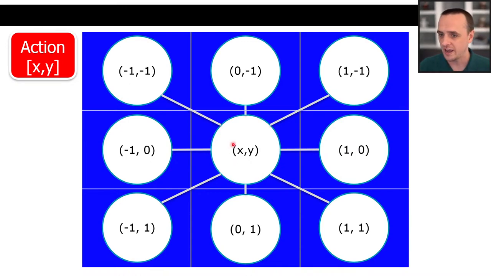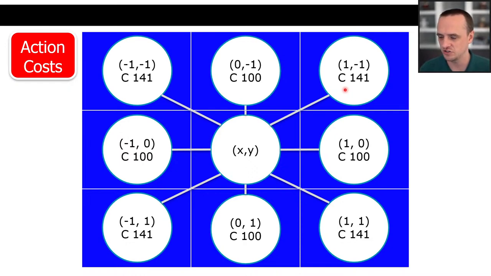With diagonals, as we can see here, moving in a diagonal is a little bit further than moving up, down, left, or right. And so our action costs have changed a little bit as well. Whereas before we had up, down, left, and right costing 100 each, now we have the diagonals costing 141.